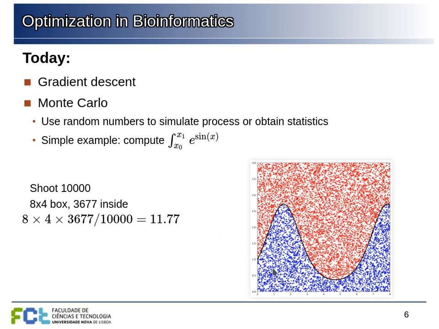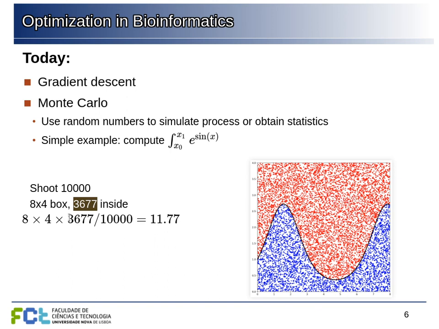And for each point we check if it's inside or outside the integral. So it's below or above this function. This is easy to do because we just need to compute the value of the function and check if the point falls below. And we count. For example, in this case, there were 3,677 points inside the integral part here, and the rest was outside.